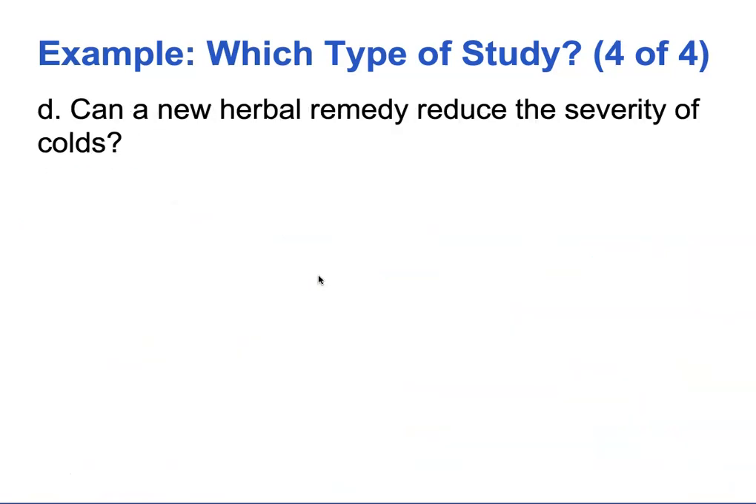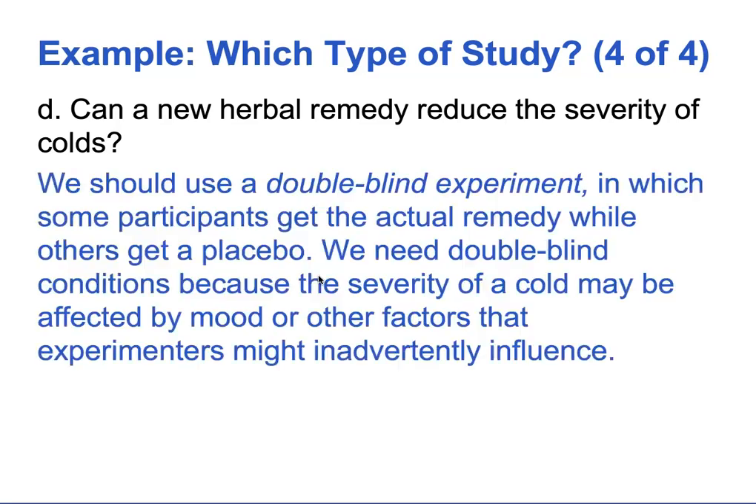Can a new herbal remedy reduce the severity of colds? We should do a double-blind experiment in which some participants get the actual remedy while others get a placebo. And we need double-blind conditions because the severity of a cold may be affected by mood or other factors that experimenters may inadvertently influence. So you have to have double-blind in this one so there's no bias from the interviewers.